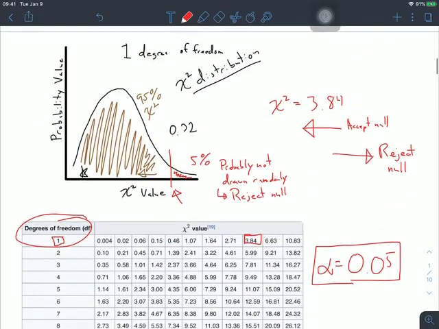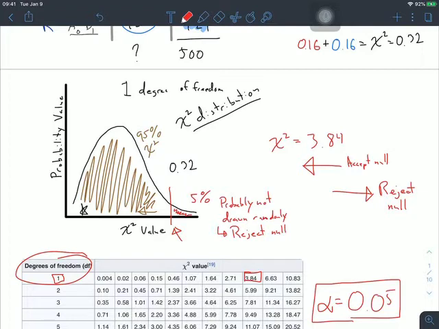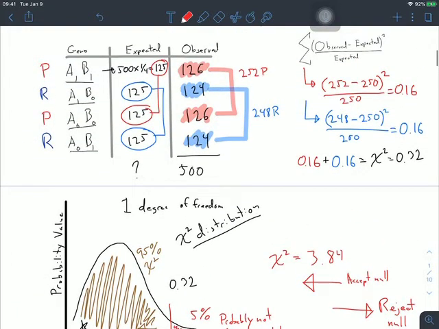So, with a value of 0.32, our value is less than 3.84. Therefore, in this case, we conclude that our loci were unlinked given these observed sperm genotype ratios.